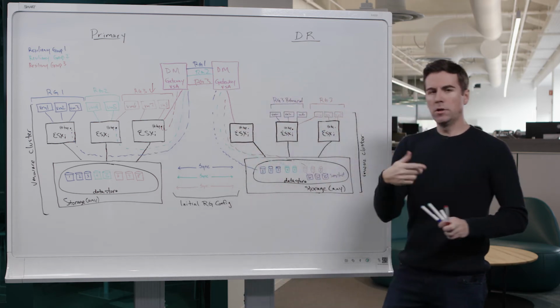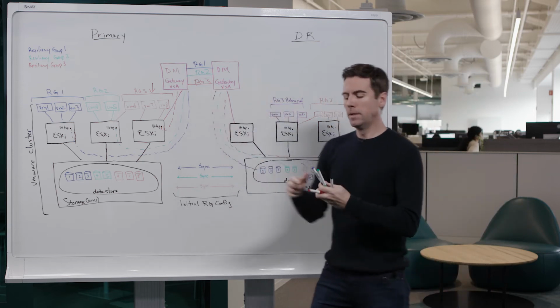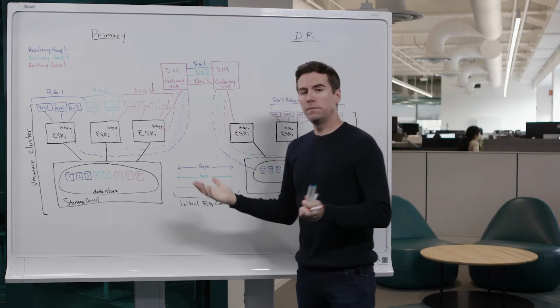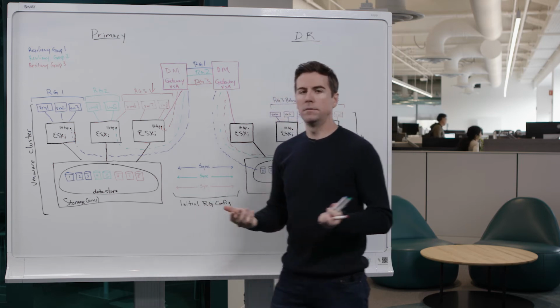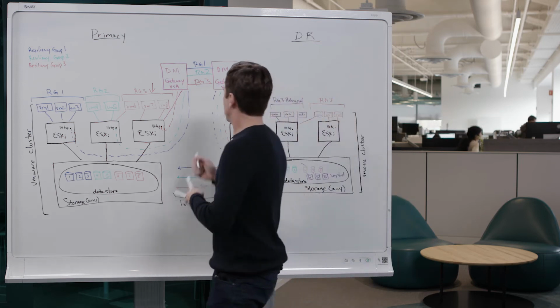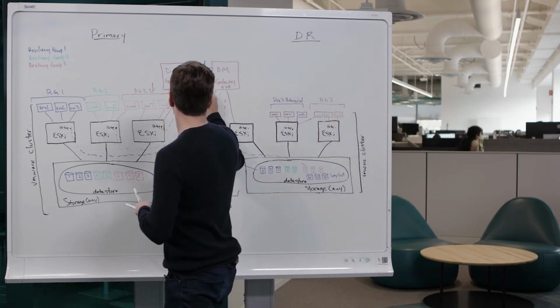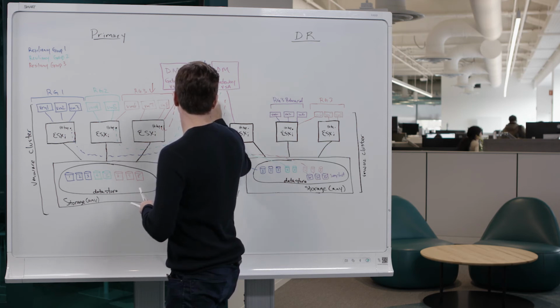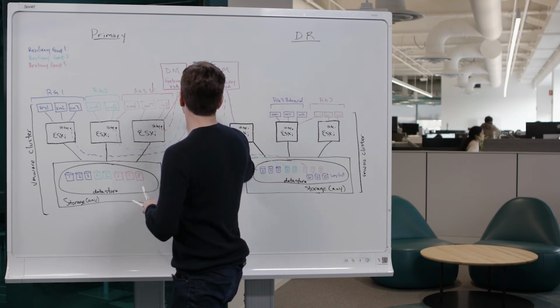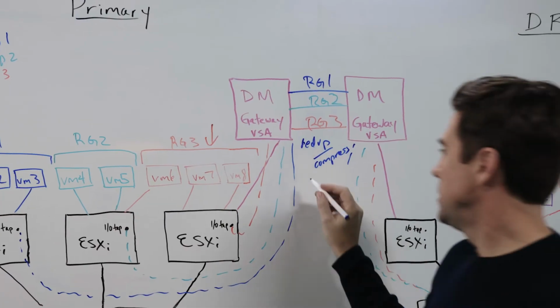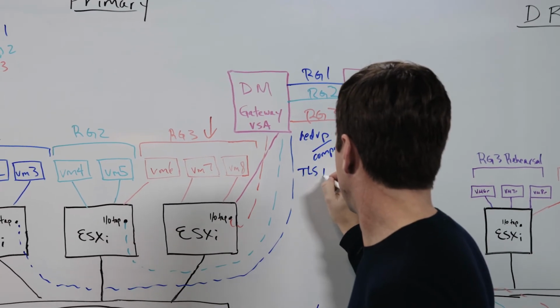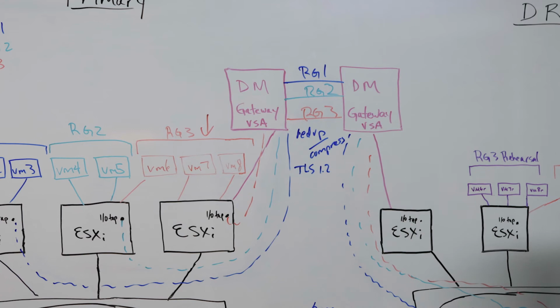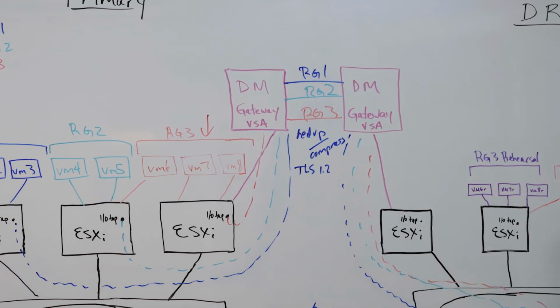Now, a couple other things to mention about the replication process here. So this process is fairly efficient in that we do provide inline deduplication and compression. And this is also encrypted, so we use TLS for data encryption between the two appliances.